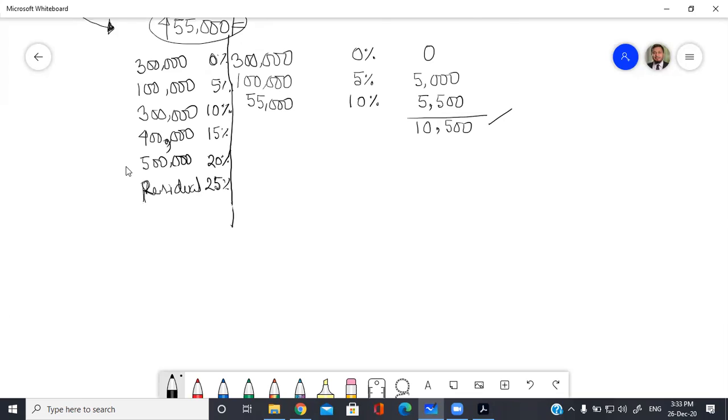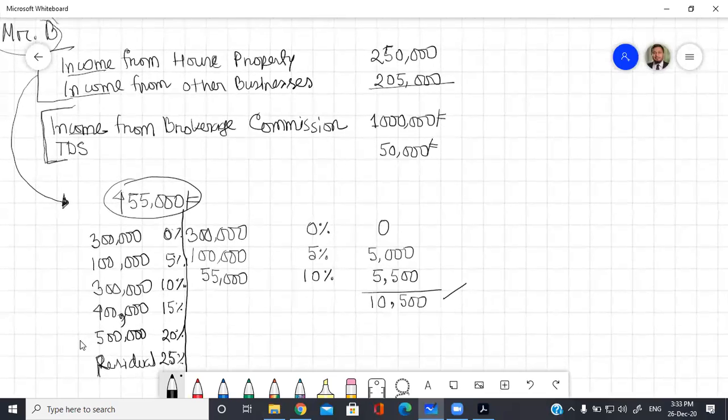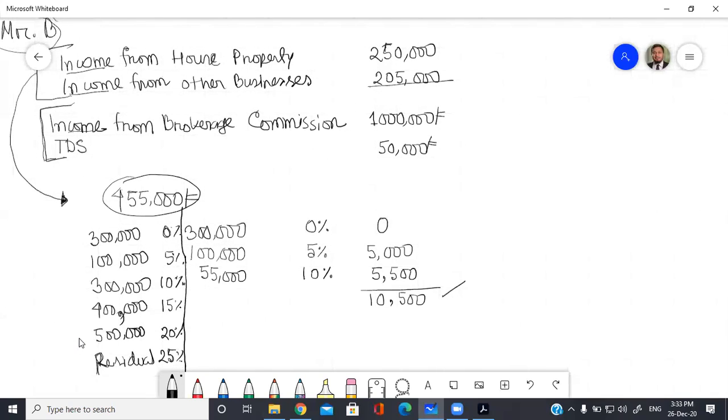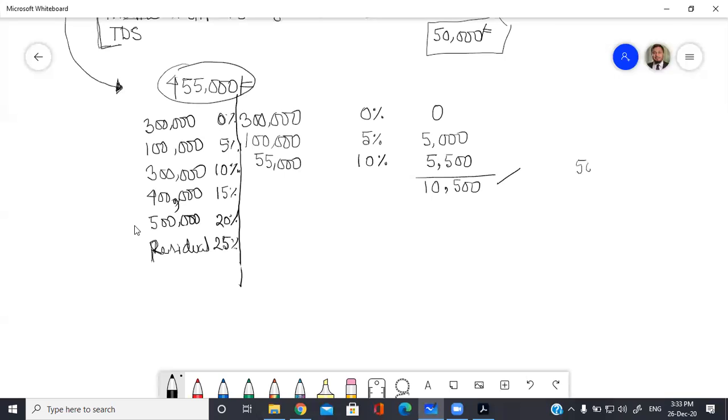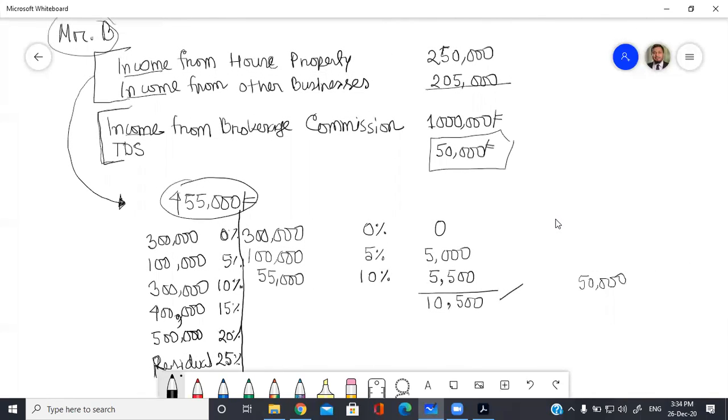Now, how much TDS have we paid so far from this information? Yes, sir, 50,000 we have paid. Now, how much remaining income do we have to be assessed? We have total income including this, right? Income from brokerage commission. We have income also from brokerage commission, but we have not calculated tax on this right now, right?